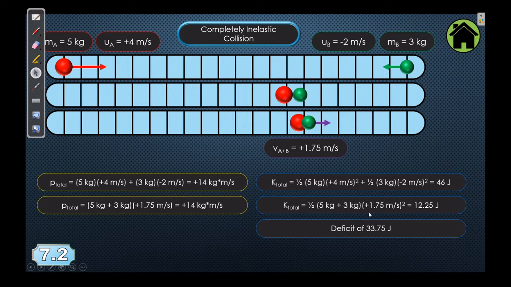So the balls have lost nearly a quarter of the energy that they possessed, and some inelastic collisions can lose even more of the energy after colliding.